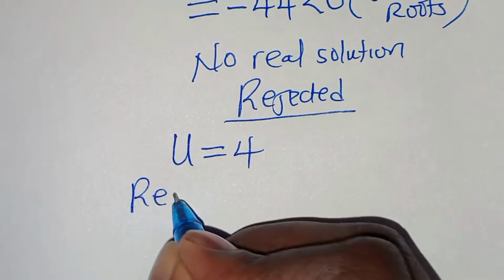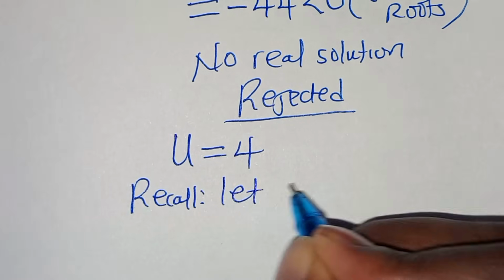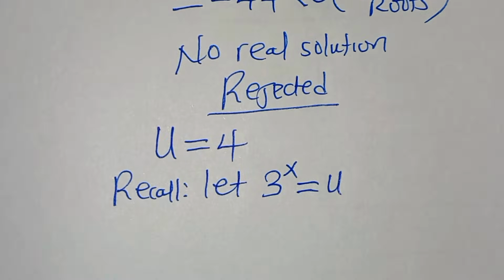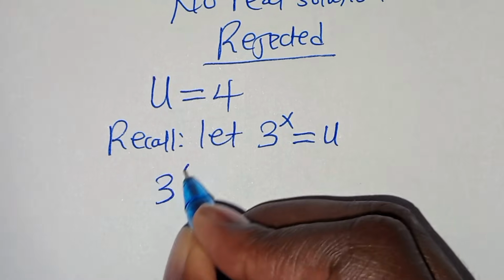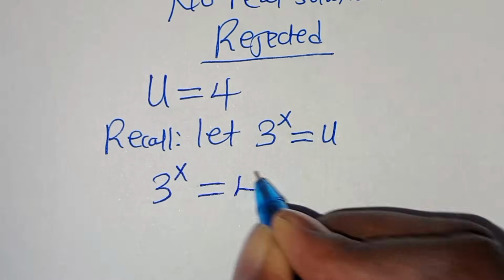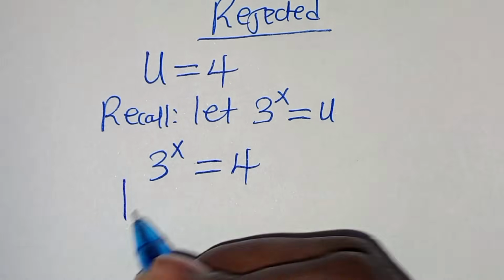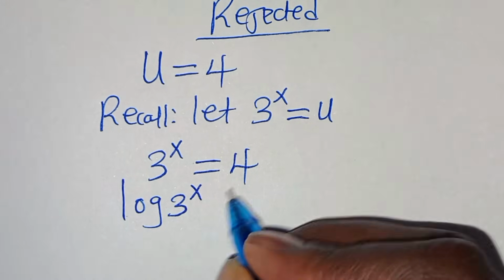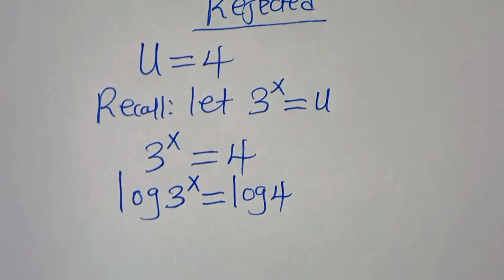If you recall, we have seen that we let 3 to the power of x be equal to u. So this means we have 3 to the power of x equal to 4. To solve for x here, let's introduce logarithm on both sides. We have log 3 to the power of x equal to log 4.